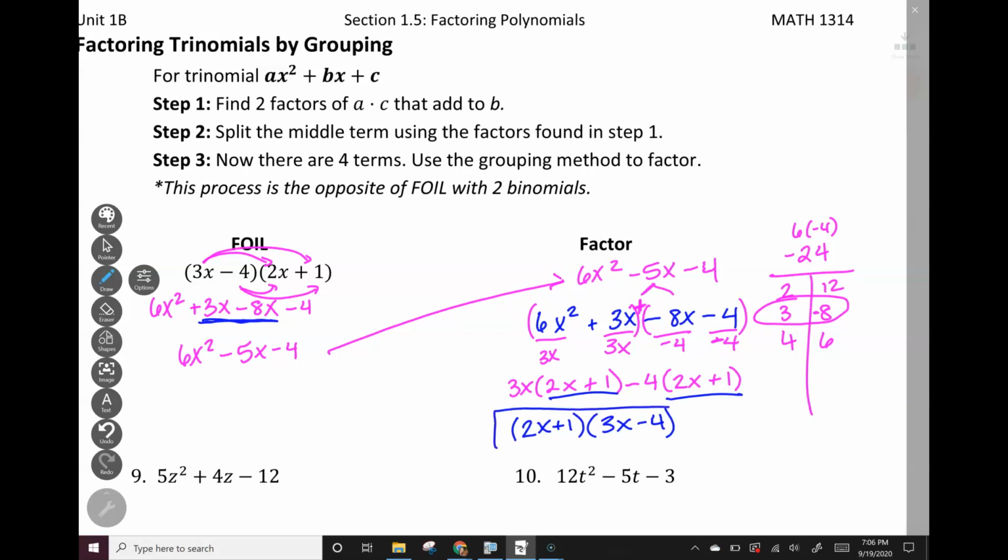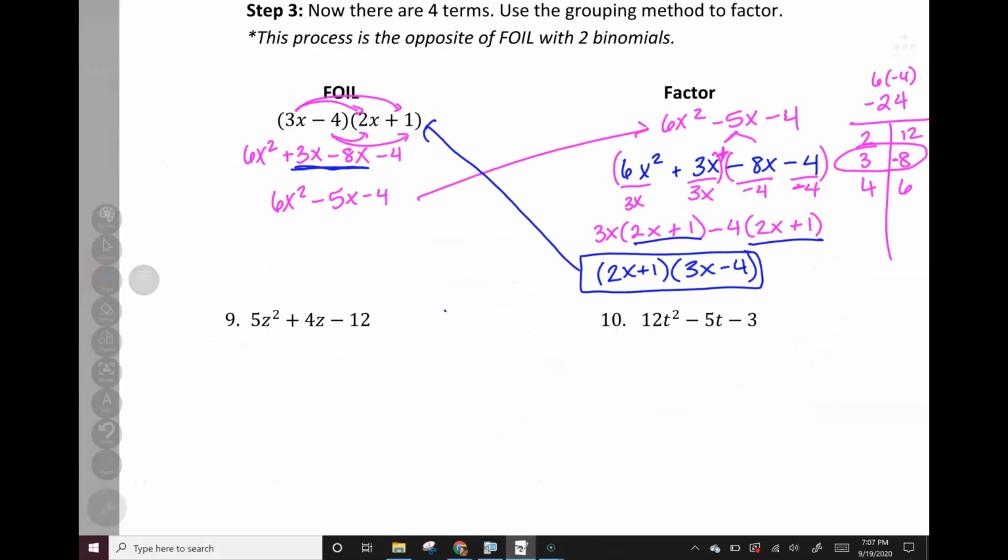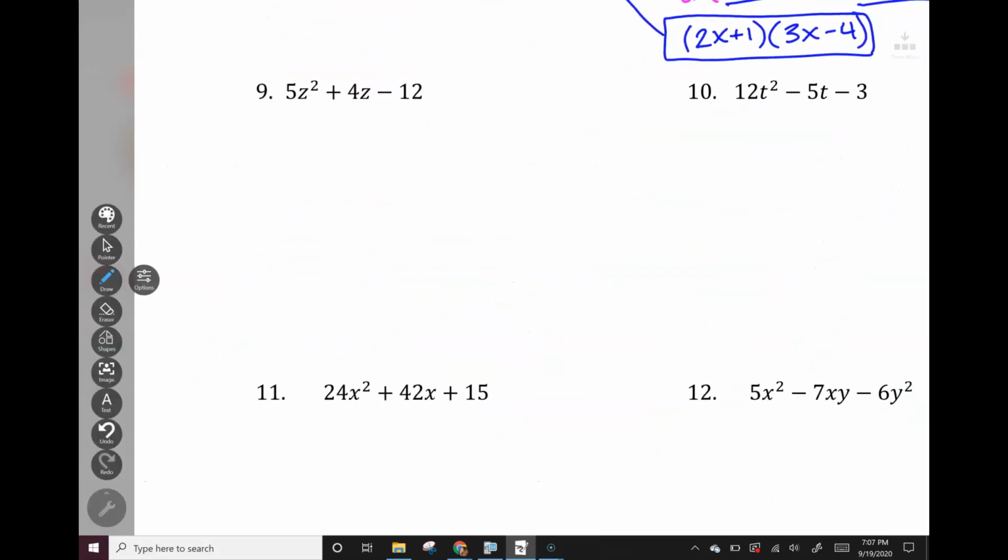All right, and that is how you factor a trinomial by grouping. Okay, so notice that we did go back to that original problem that we multiplied at the beginning, right there. My two terms are backwards, but that's the same. You can multiply things in either order and you would get the same thing. So we're back to where we started. Perfect.